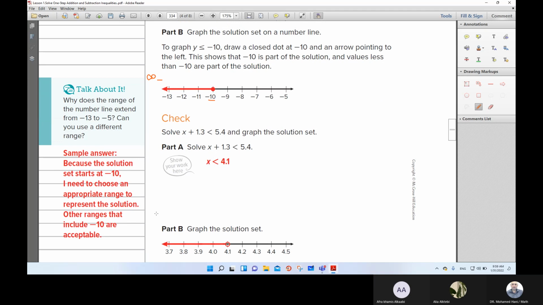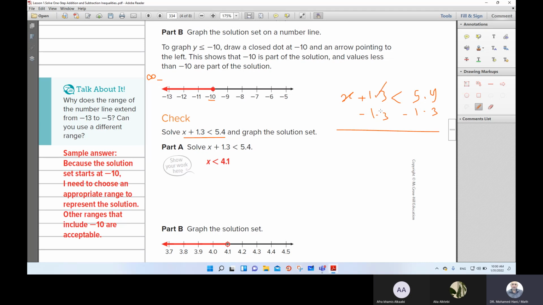Here, we have this inequality, x plus 1.3 less than 5.4. So at the first, try to remove the constant from the same side of the variable to keep the variable alone on this side. This is the constant. How to remove this constant? Add the inverse. What is the inverse of 1.3? Negative 1.3. So negative 1.3 here and negative 1.3 here.